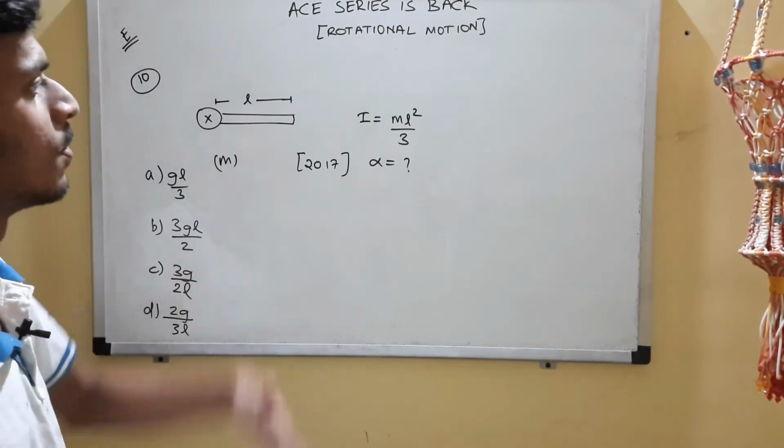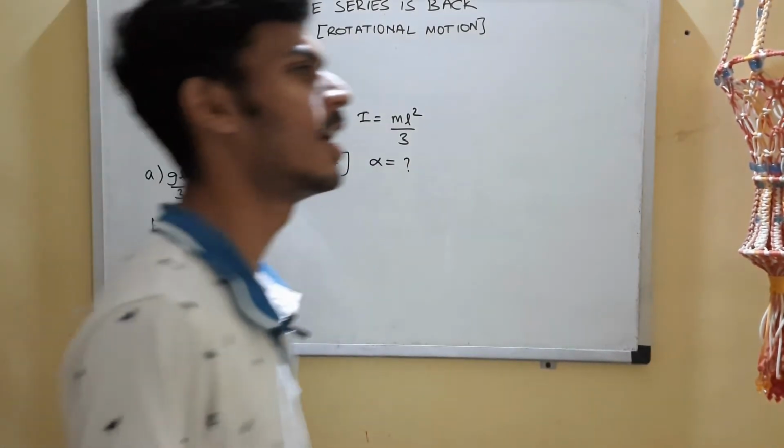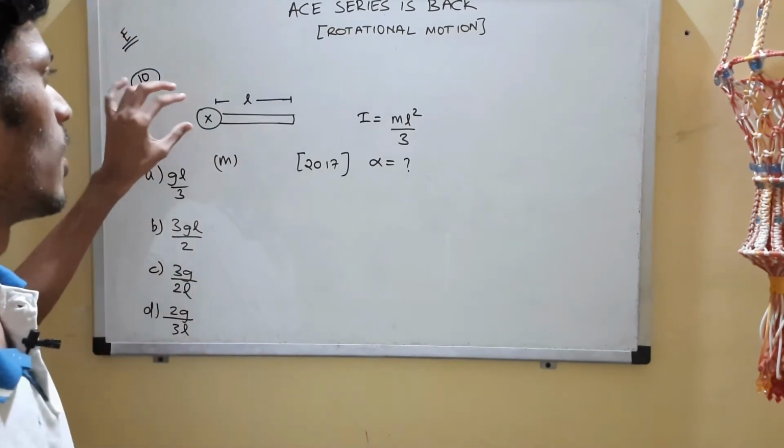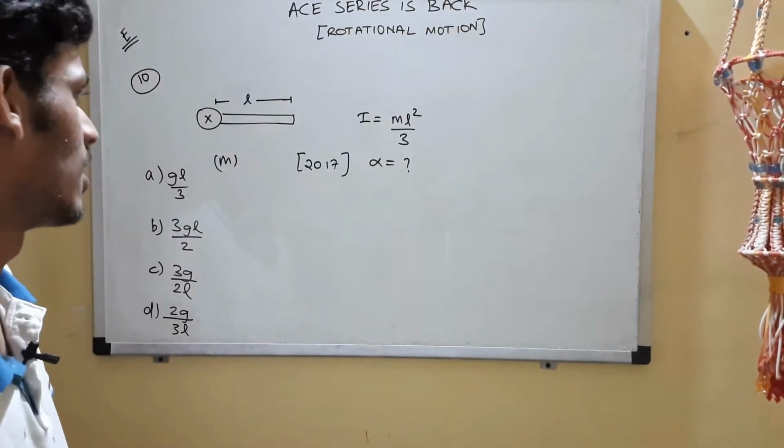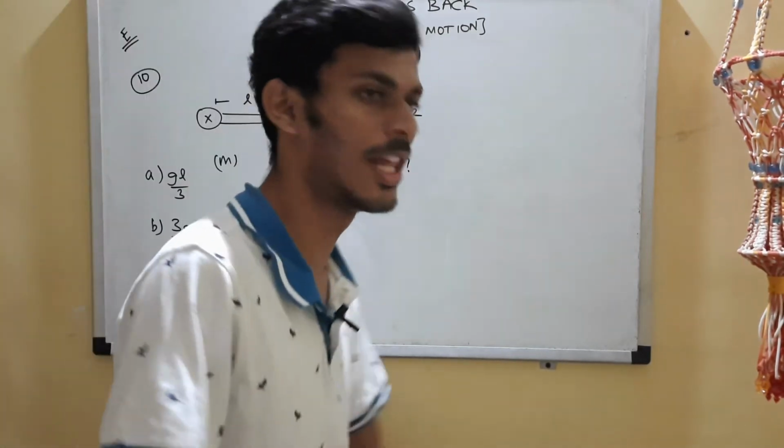And you are given the moment of inertia. Actually, you are supposed to know it: the moment of inertia of a rod about this axis is ml square by 3. Anyways, it's given in the question. It's from 2017, so let's try it.